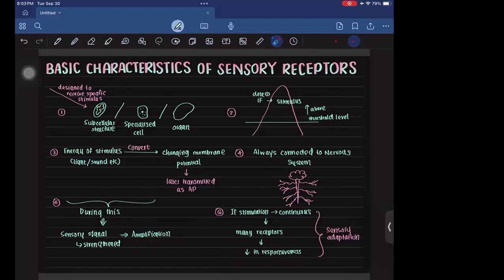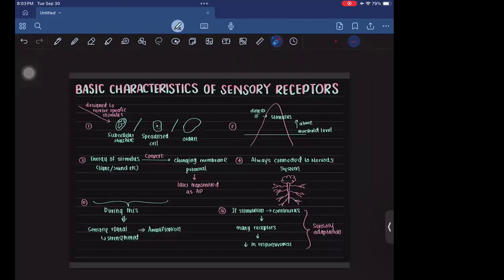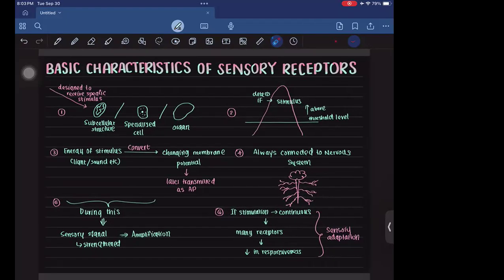Okay, so this is all about the basic characteristics of sensory receptors, something that's common to all. Next we will be learning about the types. So did you all understand? Is it clear, everyone? Understood?